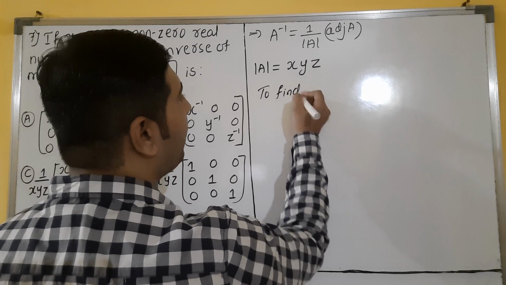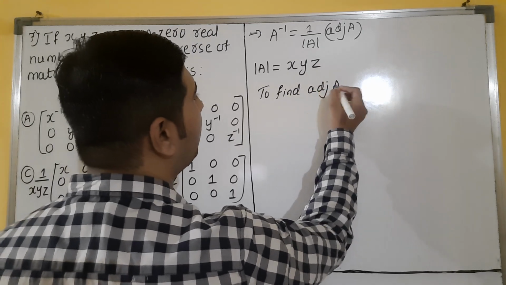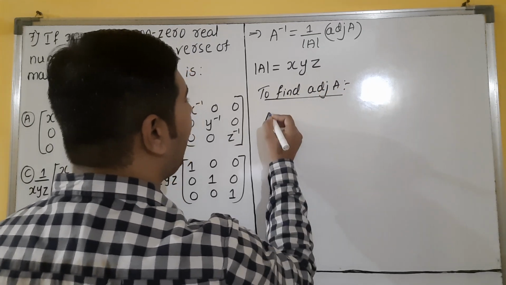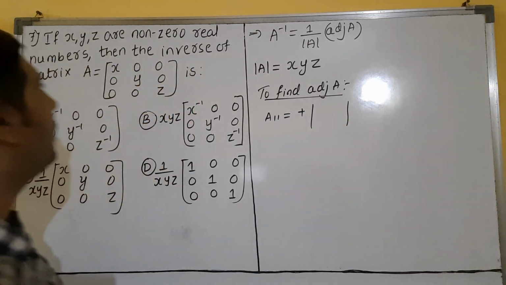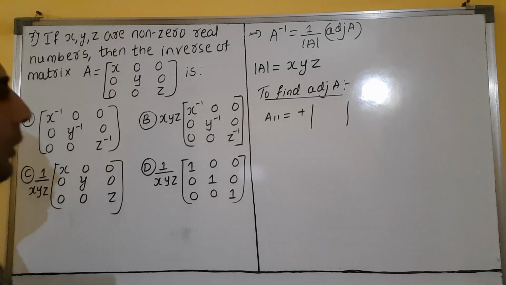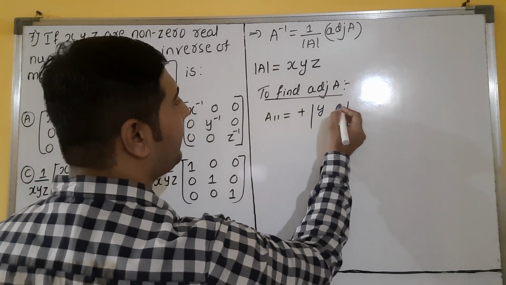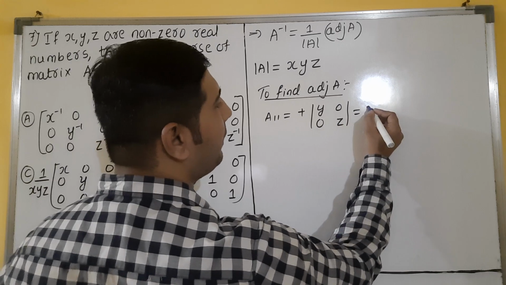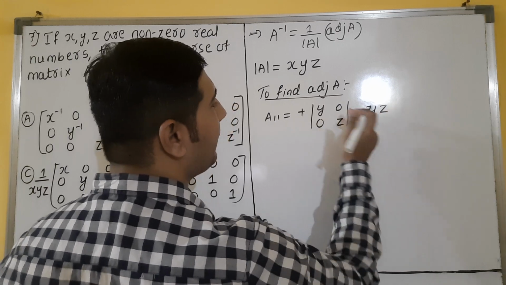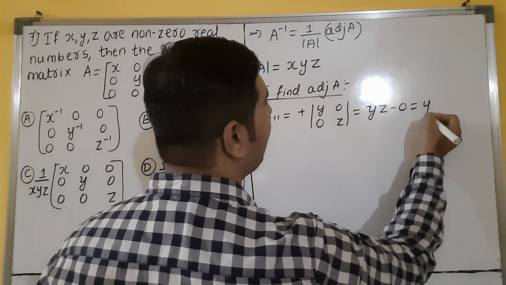To find adjoint of A, what will you do? You will find A11. First row, first column you will leave. Yes or no? First row, first column you will leave. You are left with y, 0, 0, z. How much will you get? y into z is yz, minus 0 into 0 is 0. You got yz.